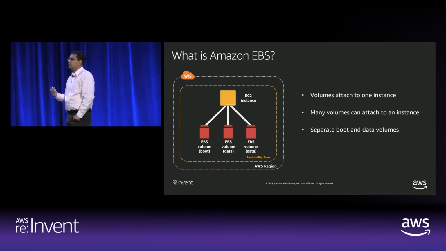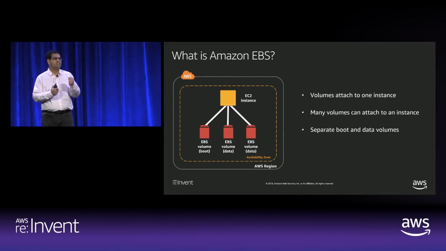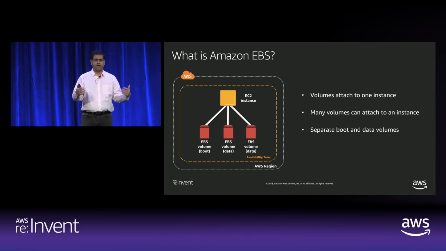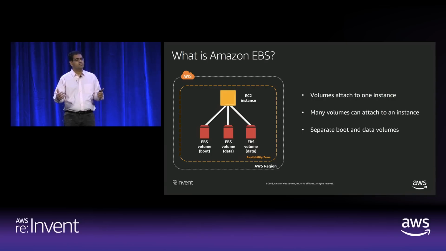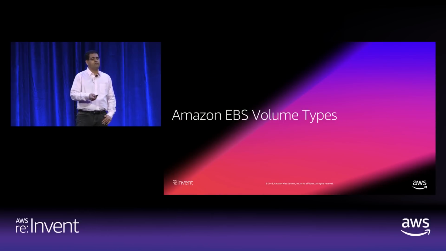Key thing to remember, a given EBS volume can attach to a single EC2 instance. However, you can have multiple volumes that can attach to a single instance. Our recommendation is to split your boot volumes from your data volumes, because that gives you some nice properties about how you use those boot and data volumes for other capabilities. Okay. With that, let's dive into the EBS volume types.